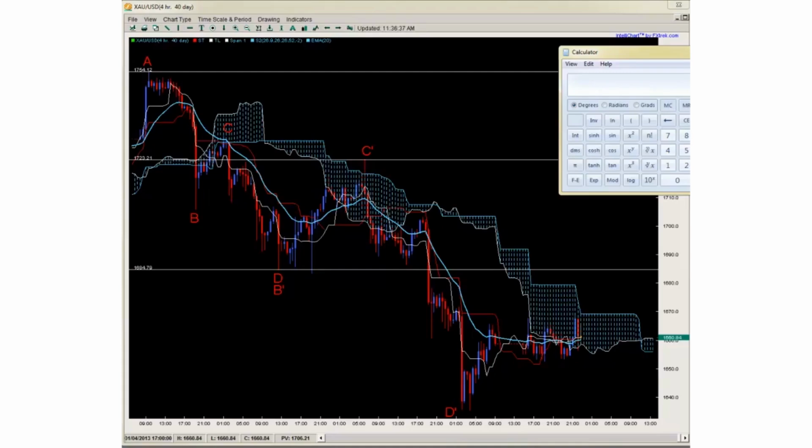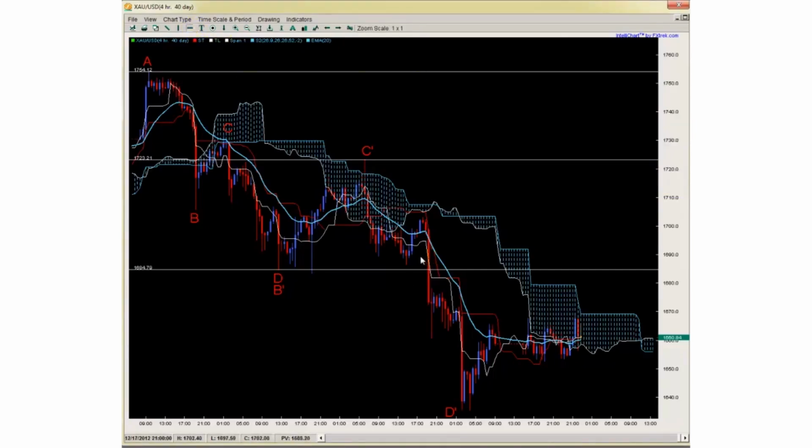In this case, C is 1723.21 minus 1684.79 equals 38.42. And we're going to subtract 38.42 from 1684.79. So remember that. Minus 38.42, and that gives us 1649. I think that's right. Yeah, I think that's right. So 1649. Now, the market in one 4-hour candle shoots right past that.